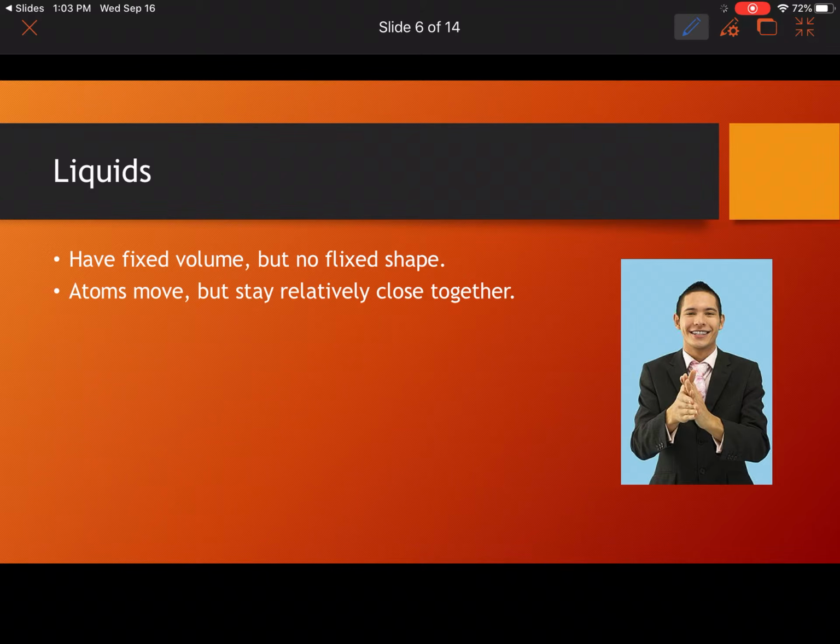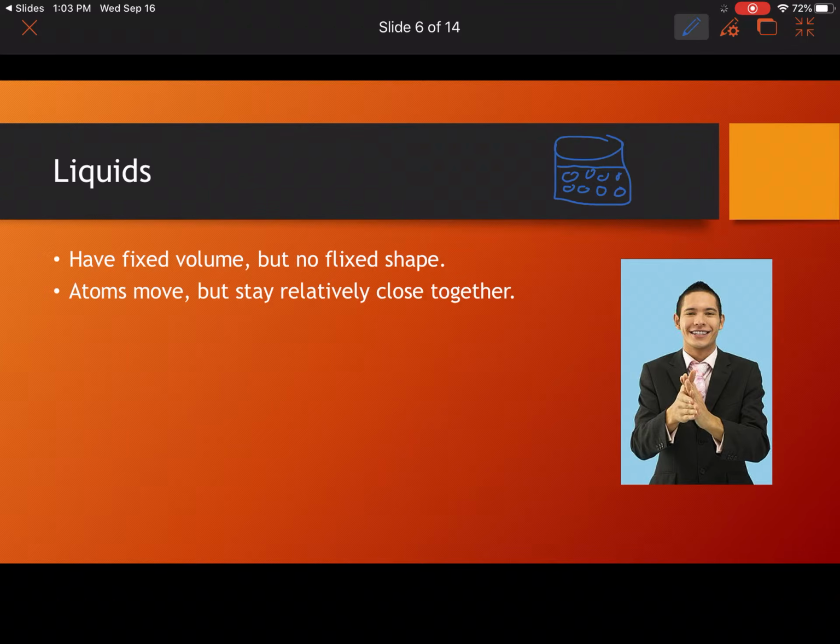Now, liquids. Liquids have fixed volume but no fixed shape, and we know that they're going to take the shape of the container that they're in. So if we were to draw our picture of our liquid particles, they're going to be a little further apart than the solids, but they're actually still quite close together.